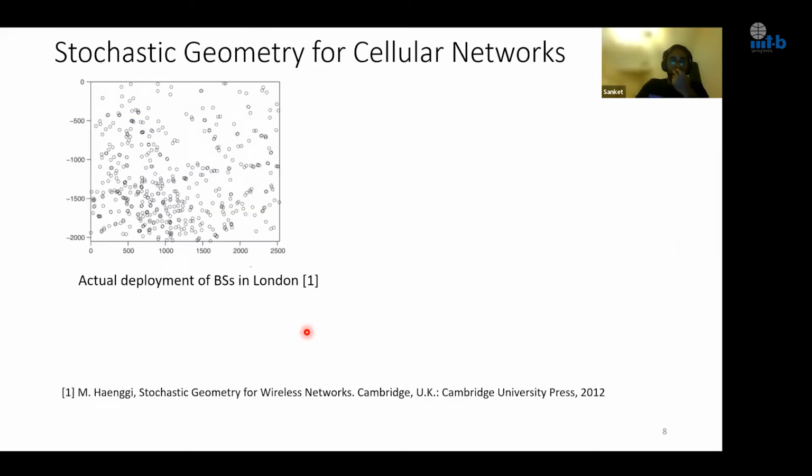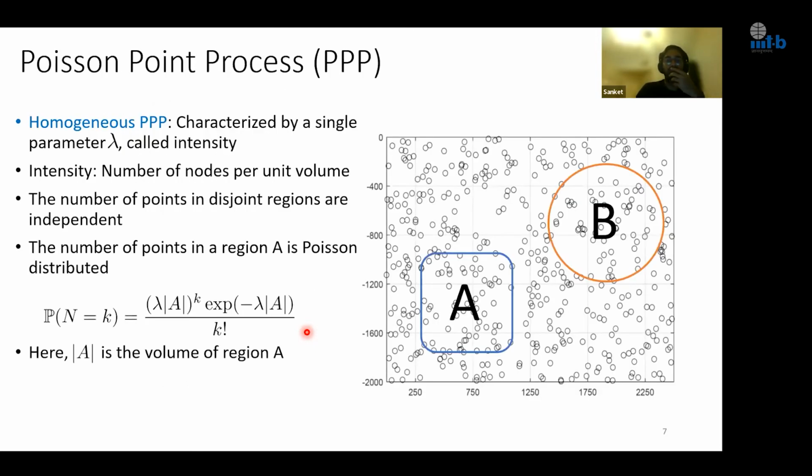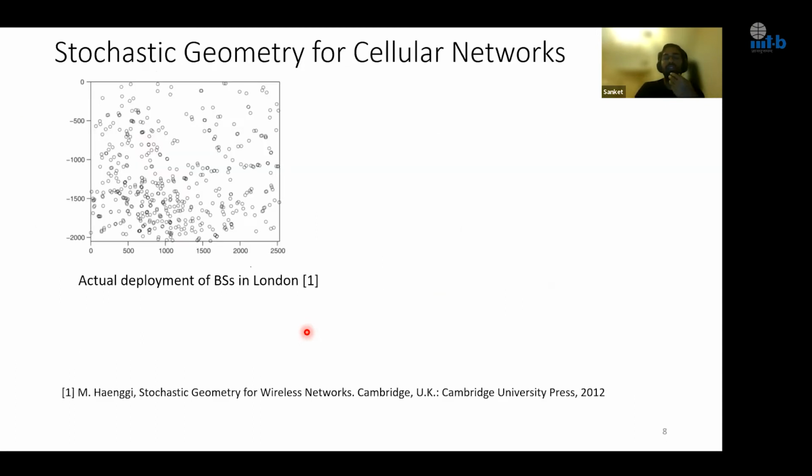Now, obviously, the first question that comes to mind is: okay, this is some mathematical model, the Poisson point process, but how accurately does it characterize the location of different nodes? For example, let's talk about that. This is the actual deployment of base stations in London. These are on the scale of meters, and this is the distribution of the base stations in London.